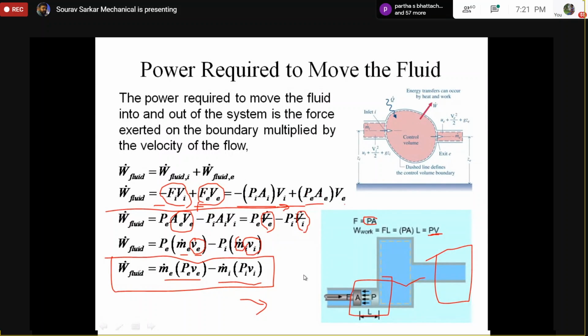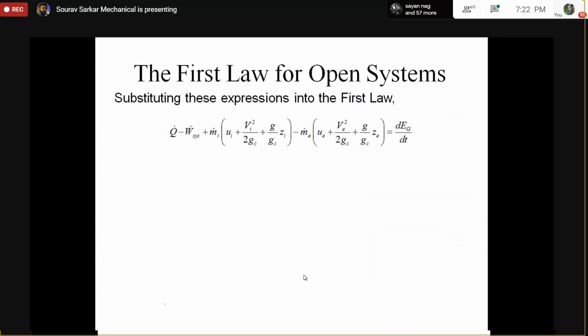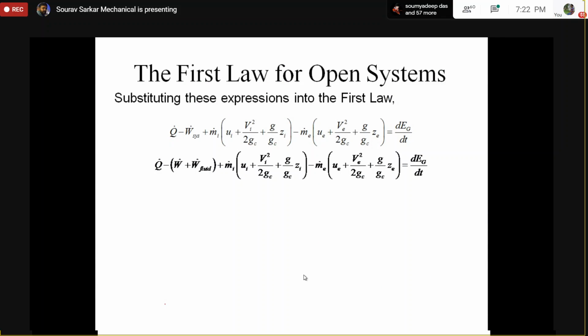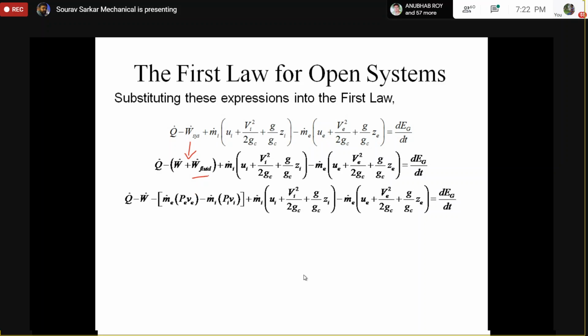That's why this W dot fluid should be taken care of along with this W dot. We know the W dot work plus this W dot fluid is the net work. So if I take it inside the final expression, this W system can be written as W dot plus W dot fluid. If I expand the W fluid, it will become this.